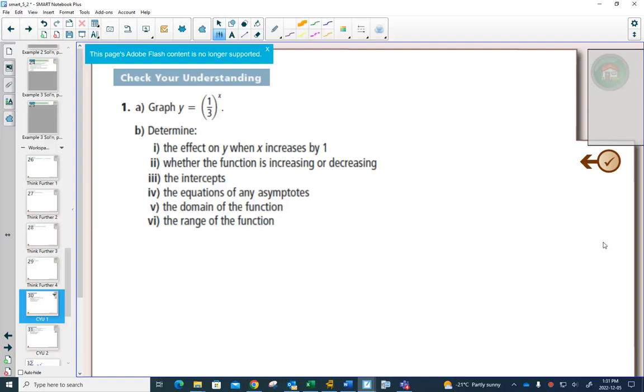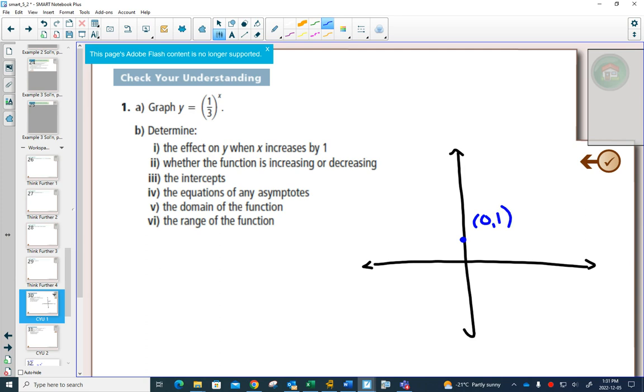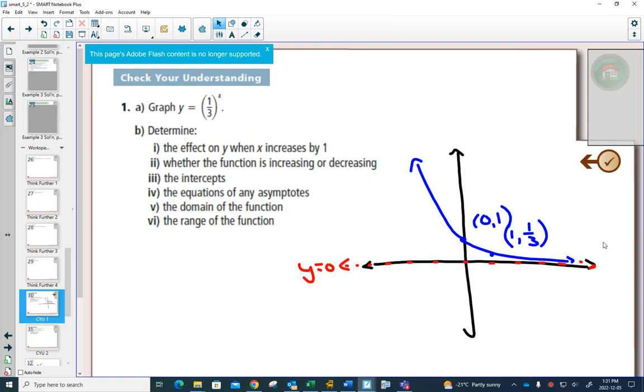It says graph y equals (1/3) to the x. So exponential graphs, you will always have the point (0, 1). When I plug in 1 for x on this one, I would have (1, 1/3). You will always have an asymptote at y equals 0. And if those are the 2 points you have, draw it towards the asymptote. And there we have our graph.